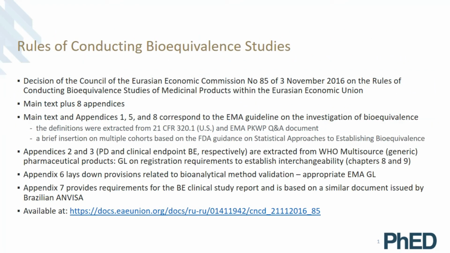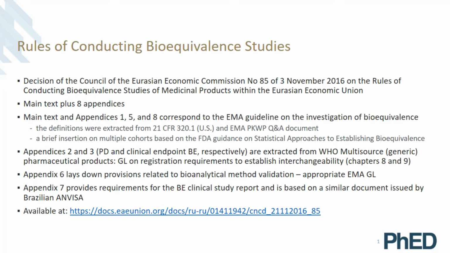Rules of conducting bioequivalence studies of medicinal products within the Eurasian Economic Union are another major document within the November 2016 package. The rules consist of the main text plus 8 appendices. The main text and appendices 1, 4, 5, and 8 correspond to the EMA guideline on the investigation of bioequivalence, whereas the definitions were extracted from the U.S. Code of Federal Regulations and EMA Pharmacokinetics Working Party's Q&A document.